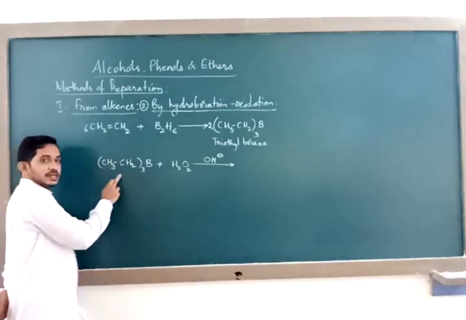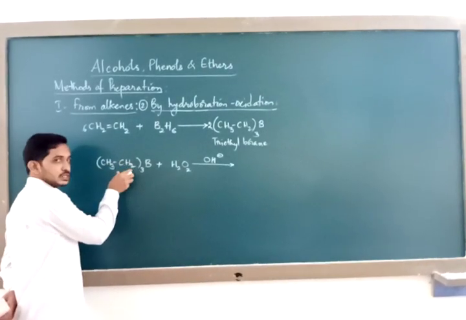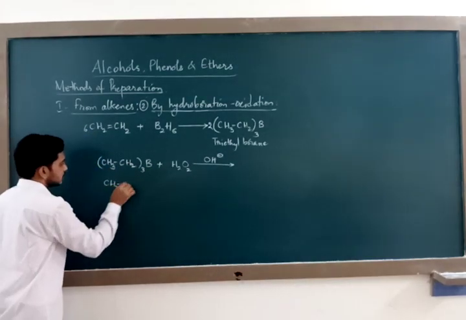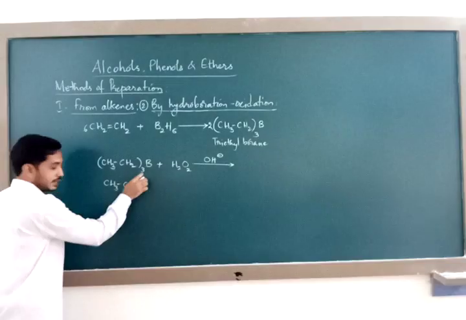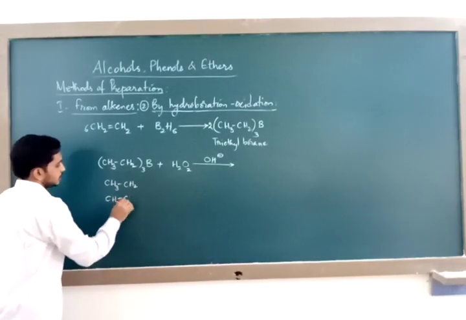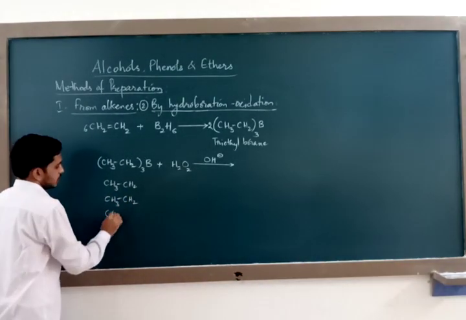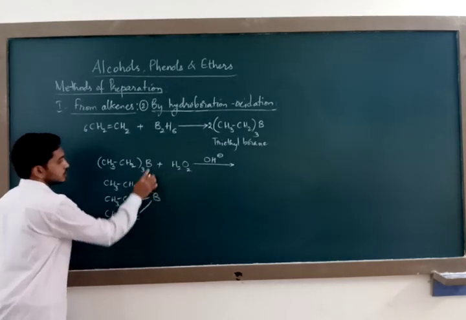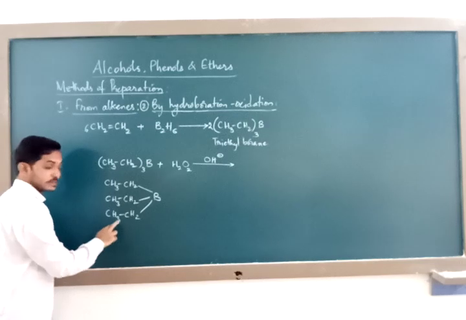If you are able to understand this, fine. Otherwise, you split this molecule into 3. I will write this in the split form, CH3CH2. It is 3 times, so I will write thrice, CH3CH2, CH3CH2, CH3CH2 thrice with boron. Understood? This is triethyl borane.